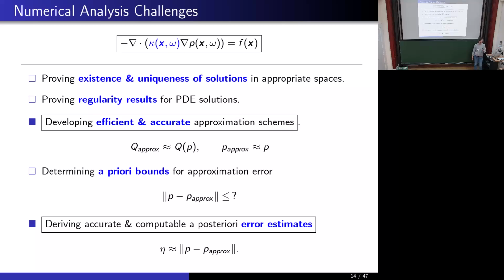I'm just telling you here, think like a numerical analyst. Everything that you're worried about for deterministic problems, you have to worry about for these problems as well. I'm going to focus on introducing some numerical methods, and I'll say a little bit about a posteriori error analysis tomorrow.